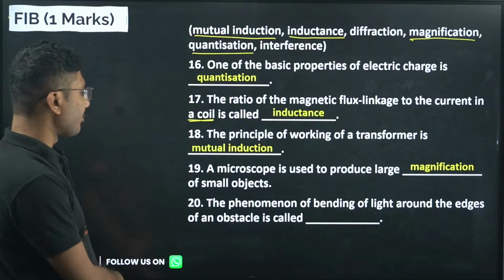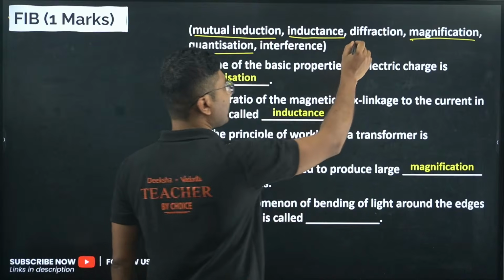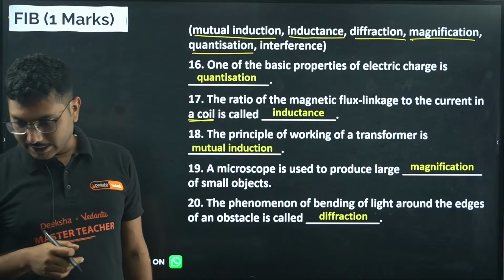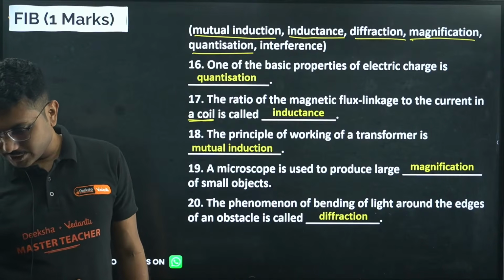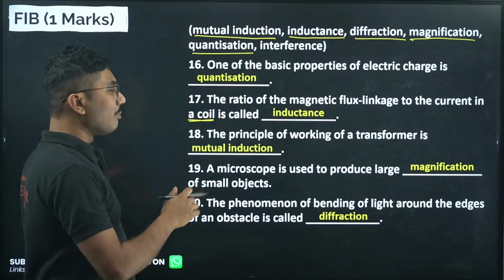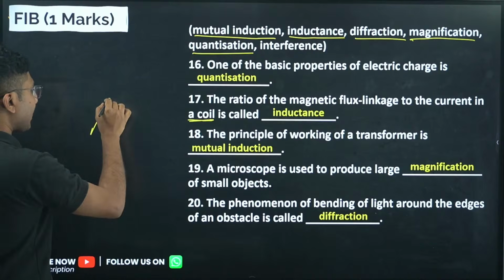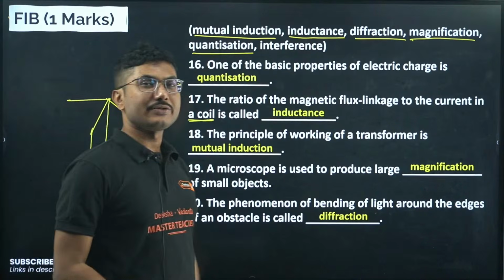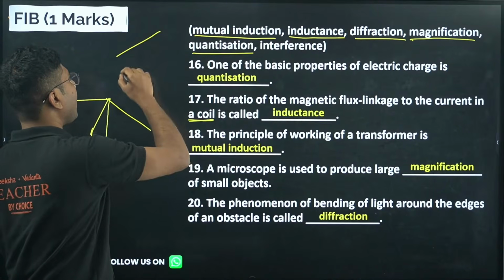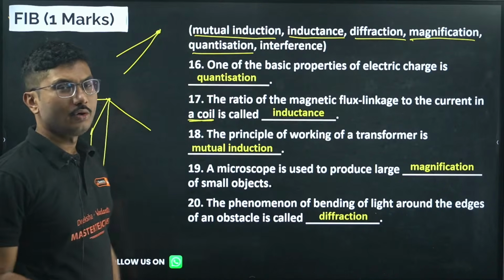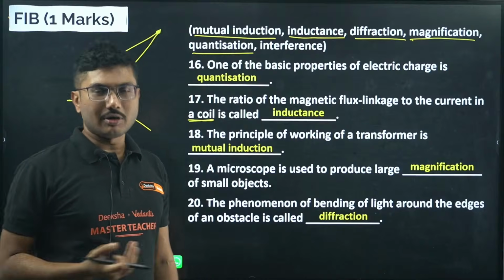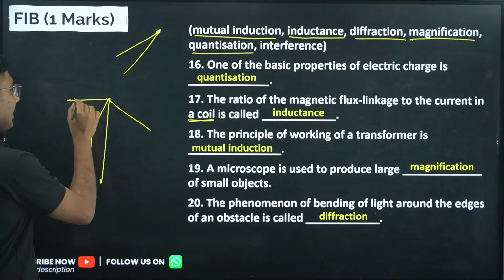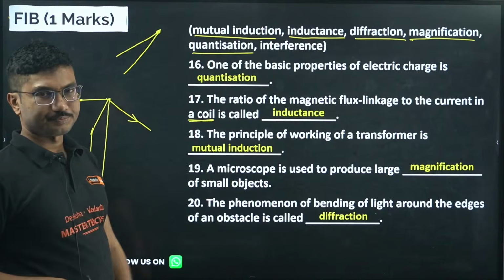Around the edges of an obstacle is called diffraction. It is called diffraction, not interference. Yes, correct, not interference, Amruta. Bending of light around a sharp edge is called diffraction. Interference is when two or more coherent lights meet at a point and give rise to brightness and darkness. And diffraction is only one ray, bending around a sharp edge.